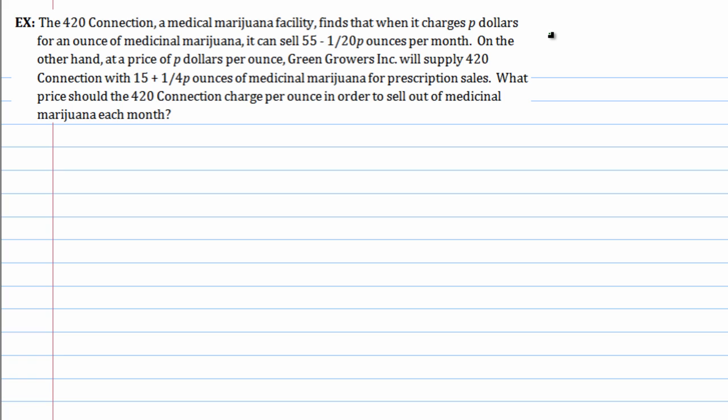The 420 Connection, a medical marijuana facility, finds that when it charges P dollars for an ounce of medicinal marijuana, it can sell 55 minus 1/20 times P ounces per month. By the way, because I typed that up, that is supposed to be 55 minus 1/20th times P ounces per month. So that's what it can sell. In fact, instead of sell, I'll call that the demand. That's what people demand from the 420 Connection when they charge P dollars per ounce.